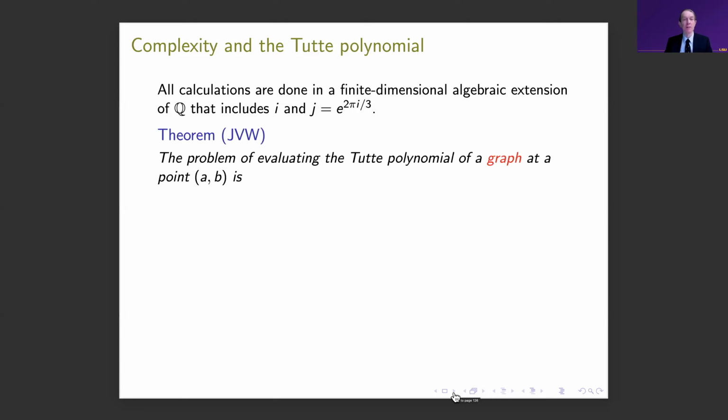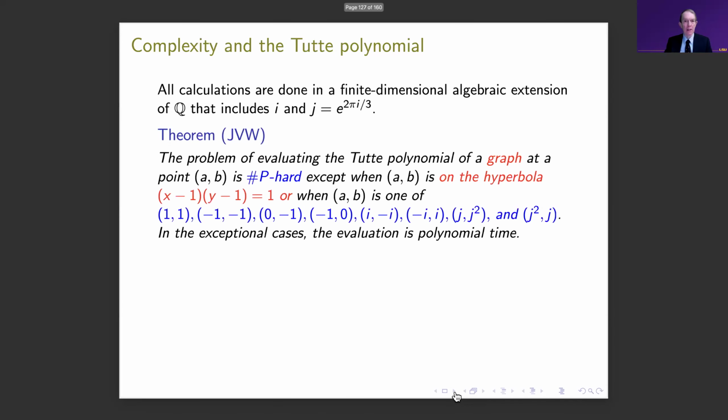This is the first theorem of Dominic and Francois and Dirk. When you come to evaluate the Tutte polynomial, now you think when you've got the Tutte polynomial of a graph, you've got something useful, and you do have something useful. The problem is that working out a value is really hard. It's #P-hard, except when (a,b) is on the hyperbola (x-1)(y-1)=1, or when the point (a,b) is one of these 8 special points. And in the exceptional cases, the evaluation can be done in polynomial time. So working out the Tutte polynomial is basically a hard problem, pretty much always.